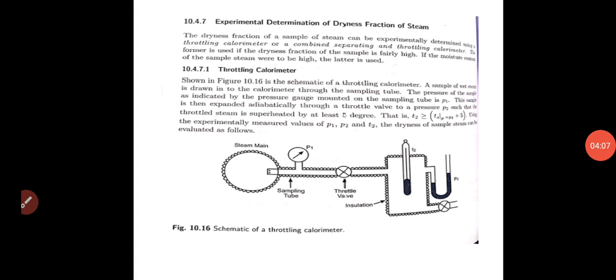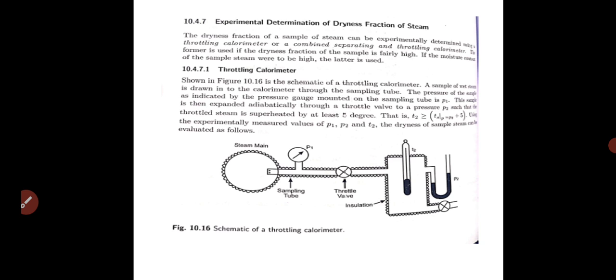So the figure is a schematic of a throttling calorimeter. It is just throttling. One more process is there, that is separating and throttling, but this is just throttling. So when the steam is most dry, like 0.95, 0.97 and so on, this can be used directly.